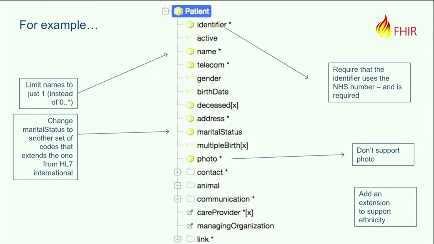What was the star again, David? Star means multiple. Star means there can be more than one. You can limit the names to just one. So name in the spec can be multiple. You might want to say that we only want one of them.